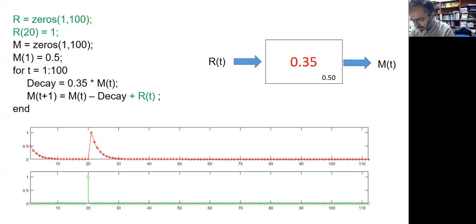So up until time step 20, there was no input up till now, so the behavior is exactly what we had before. Just a little bit of a change here, that instead of starting at 1, now we are starting at 0.5, but that does not change the nature of the simulation. So we start at 0.5, okay, and then the recursion keeps happening. It's going down and down and down like before.